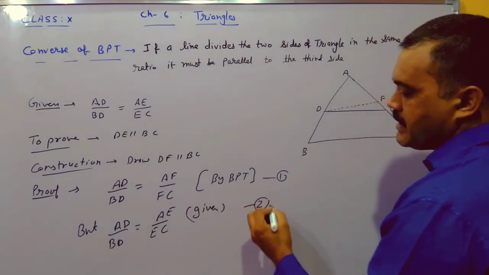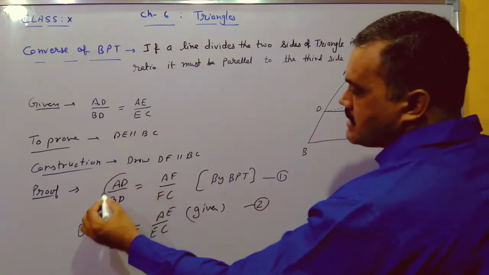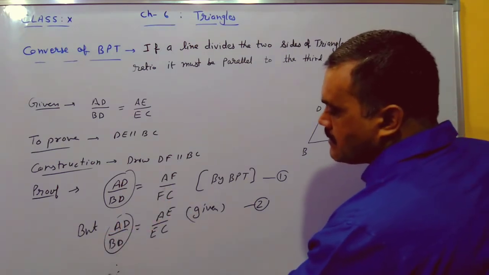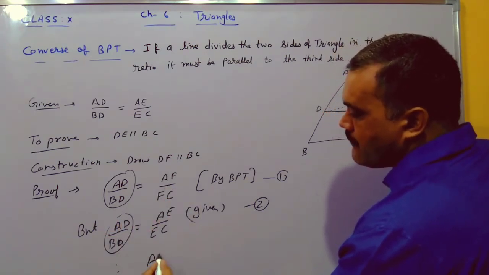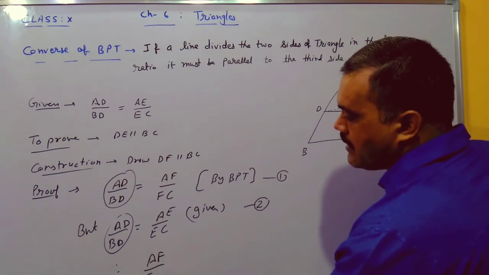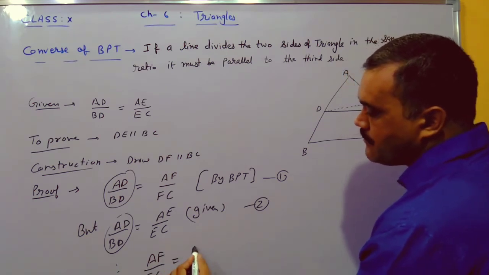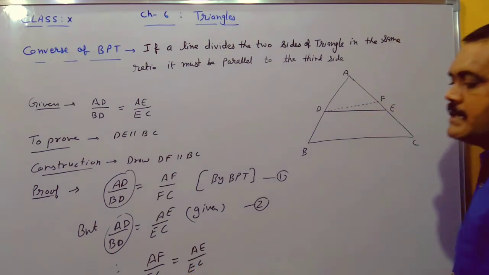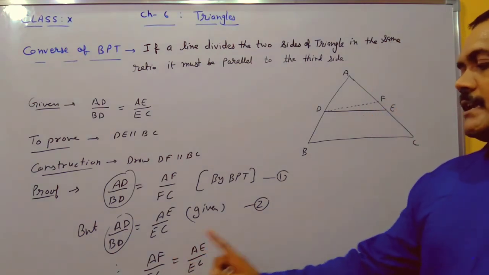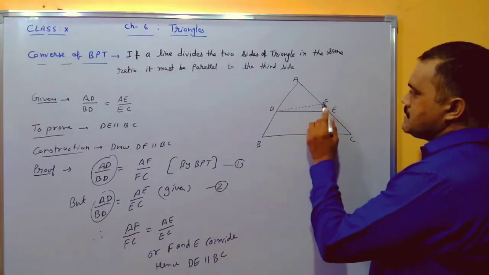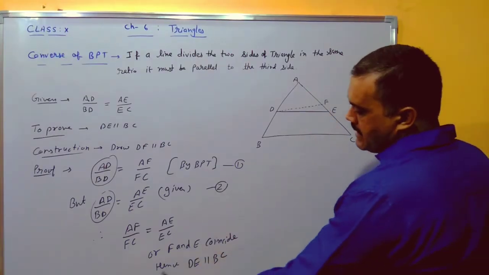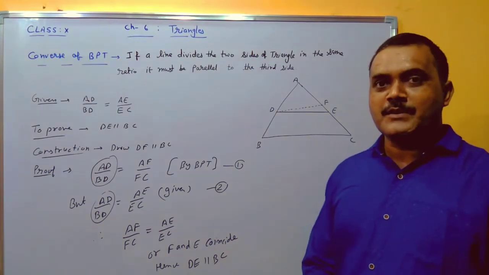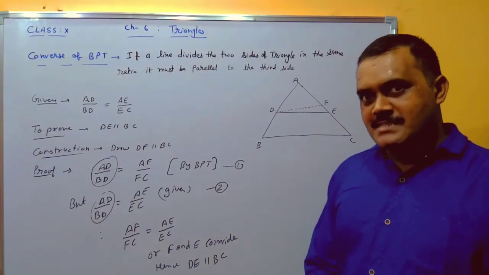This is given. Second, now you can see from first and second, this left side is same for both, so the right should be same. Therefore AF upon FC is equals to AE upon EC. That means this E and F should coincide, hence DE parallel BC. Hope this is quite simple and it is clear to you all. Now let us see how to do some questions.